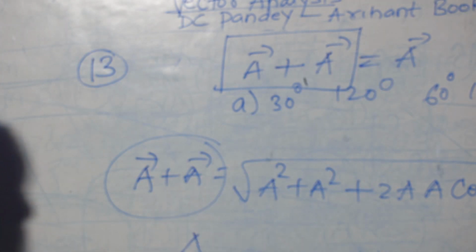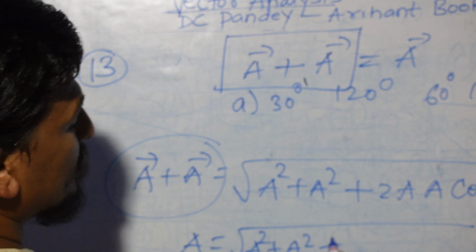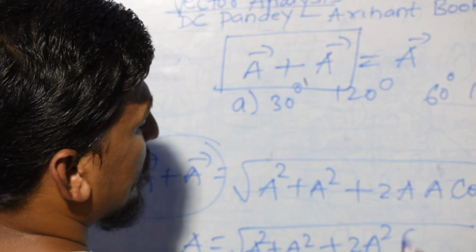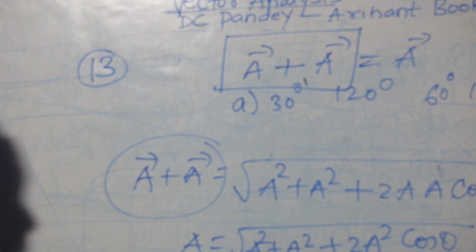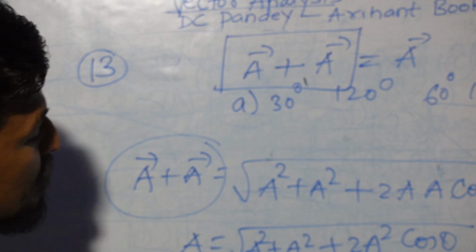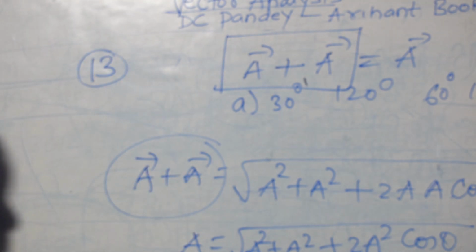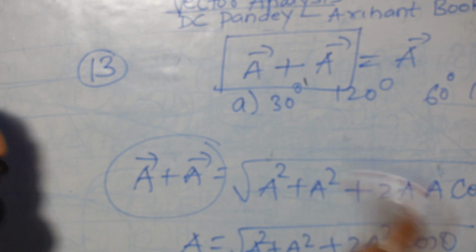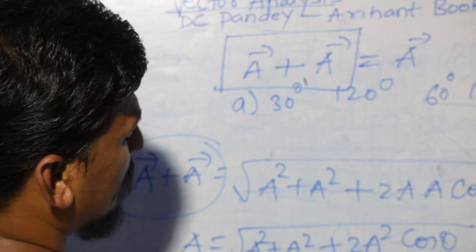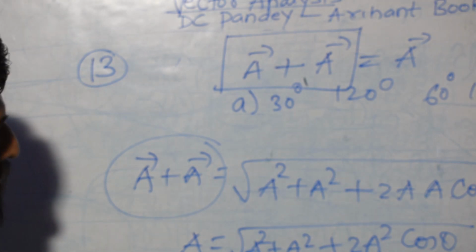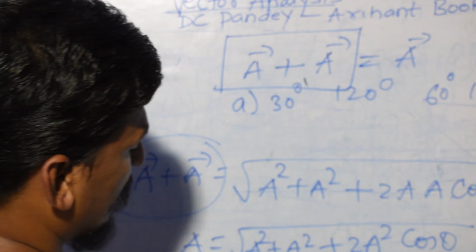So a equal to root under a square plus a square plus 2 a square cos theta. Now squaring both sides, we'll get a square equal to a square plus a square plus 2 a square cos theta. Now again by simplifying this, a square plus a square will become 2a square, and again here it is 2a square cos theta. A square equal to, take 2a square common, you will get 1 plus cos theta.